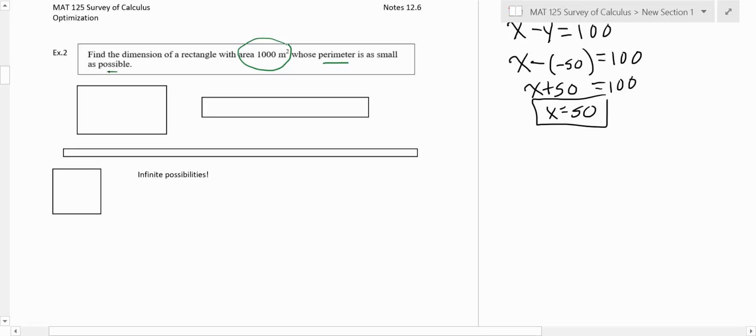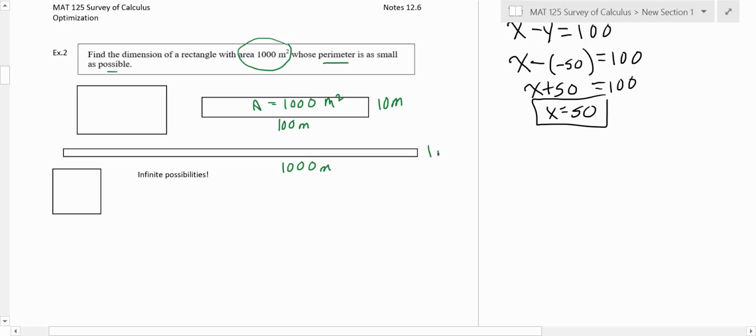So what I tried to do on this is draw different rectangles. One possibility might be you have 100 meters and you have 10 meters. How do you find the area of a rectangle anyway? You just multiply base times height. So this area would be 1,000 square meters, right? That would be one possibility. Now that perimeter, what does perimeter mean? It means the distance around. That's a pretty big perimeter, a pretty big distance.